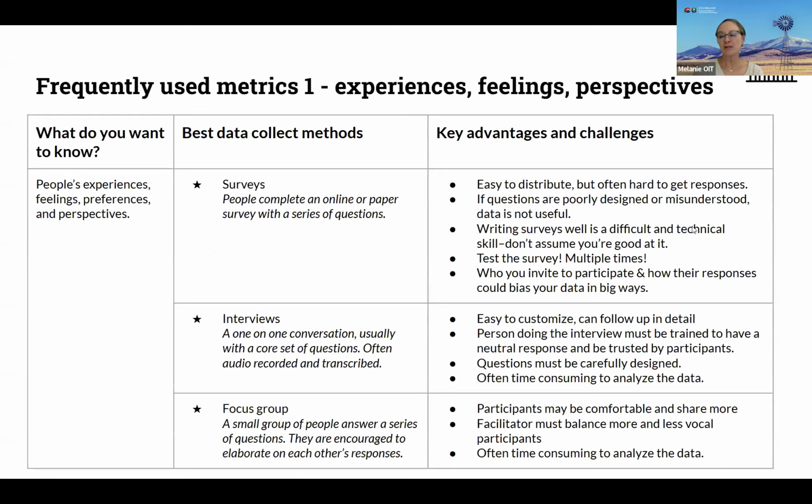All right, so these are some of those pros and cons. This slide, frequently used metrics 1, is focusing on people's experiences, feelings, preferences, and perspectives. So you'll see there are pros and cons to surveys, interviews, and focus groups. Those are the primary types of gathering data for people's experiences. You'll see some advantages and challenges on the right. And again, I'll let you look at this mostly on your own. I would like to call out that designing questions can be hard. They need to be consistent across everybody you ask, whether it's in surveys, interviews, or focus groups.